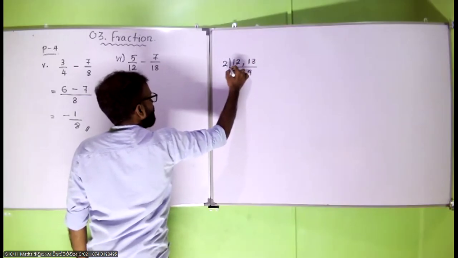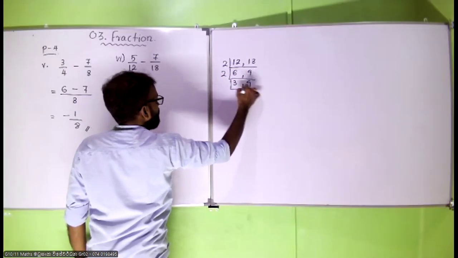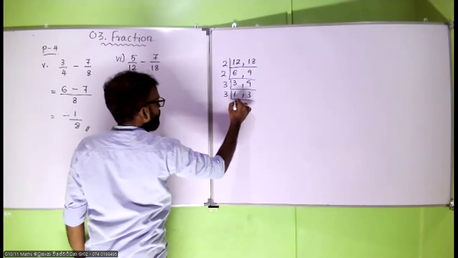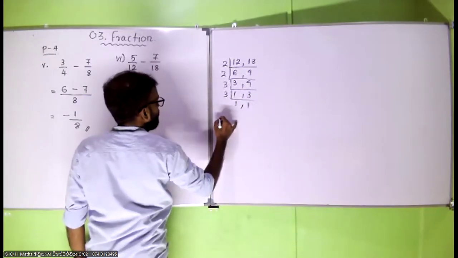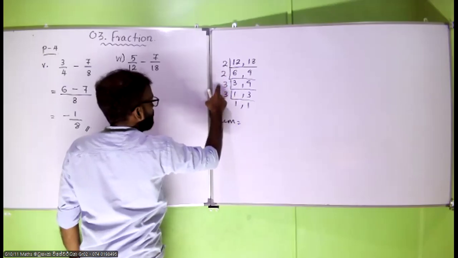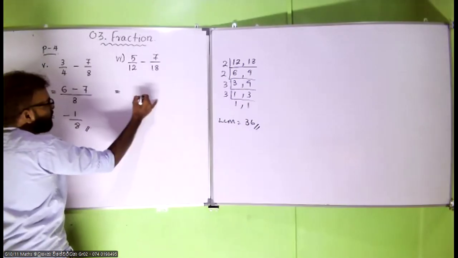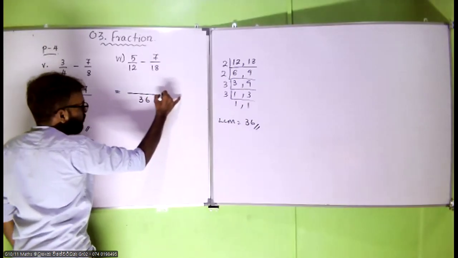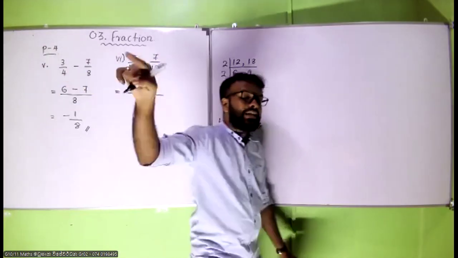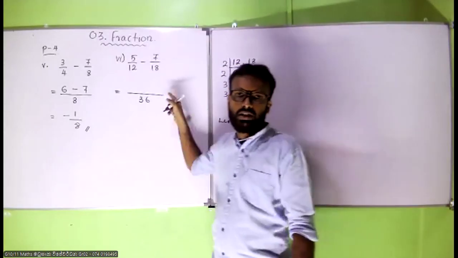2 times 6, 2 times 9. Again I can divide using 2 times 3. Then again 9, then you can use 3, 3, 1. You have to divide until the quotient becomes 1 at the end. So the LCM would be 2 times 2 times 3 times 3. 2 times 2, 4, times 9, 36. So your common denominator will be 36. So I will use the shortest way, not your familiarized method. Now I will do it in this way.